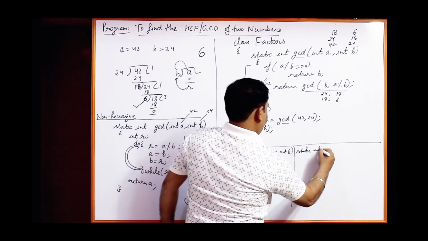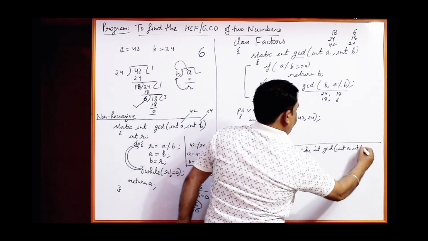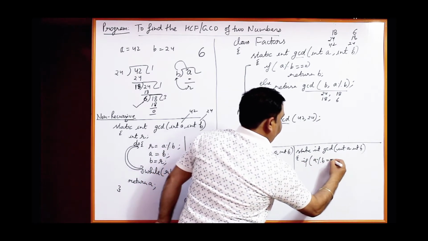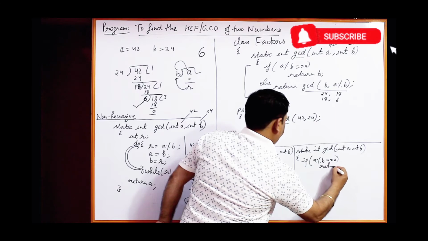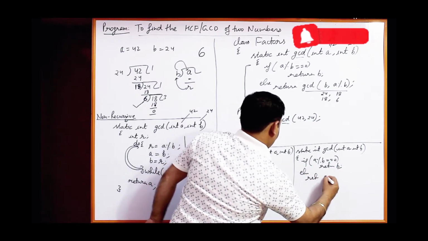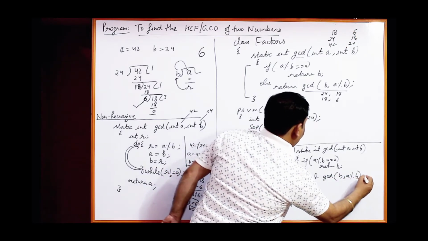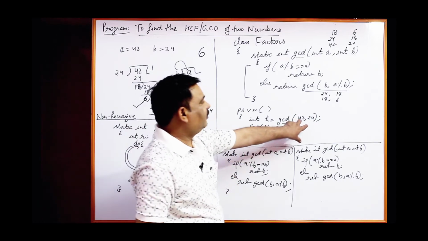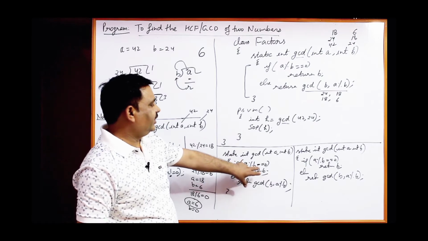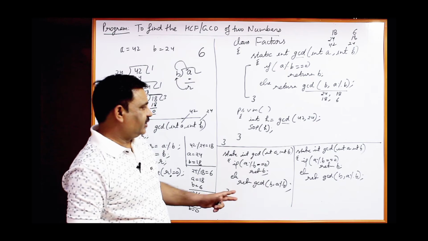static int gcd(int a, int b): if a modulus b is equal to 0, return b, else return gcd(b, a modulus b). So when we pass 42, 24 here, it will pass 24, 18 here, and finally it will pass 18, 6 here. Now try to understand.